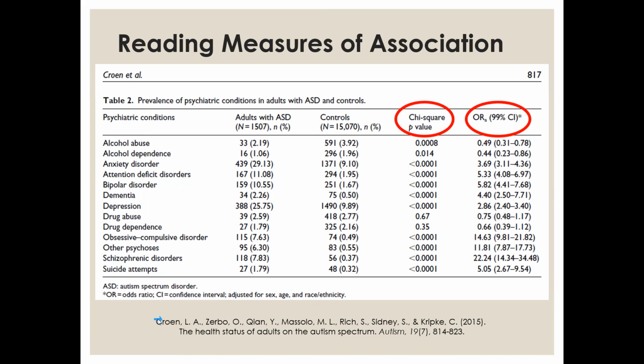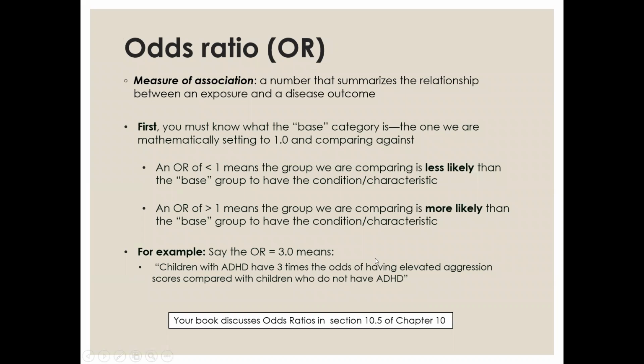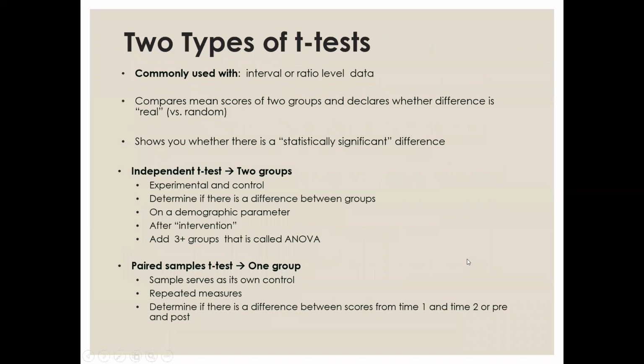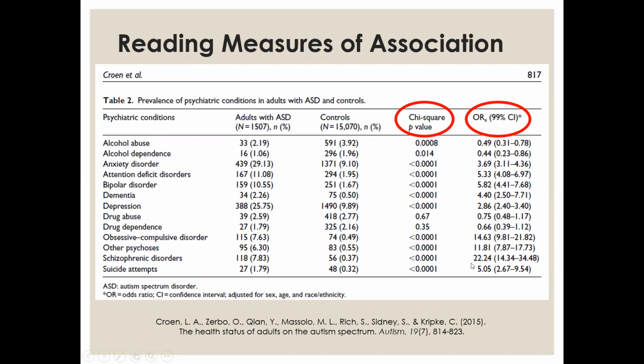We'll go back just so you can see it. I'm going to go back 1 second. I want to show you, right? 3 times the odds. Look at this. This is incredible, right? 22, sorry. Adults with ASD are 22.24 times as likely to have schizophrenic disorders than those who do not, than those adults who are controls or do not have ASD. Think about that, right? What a way to quantify and predict.